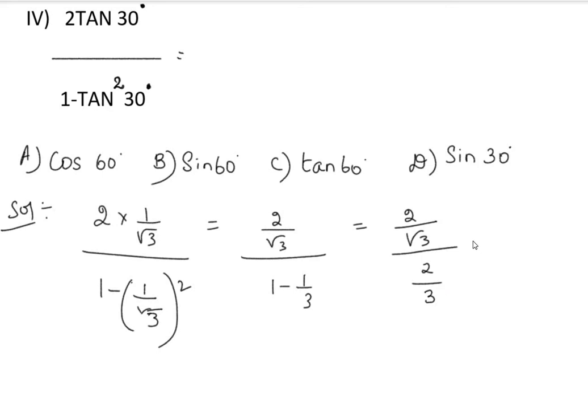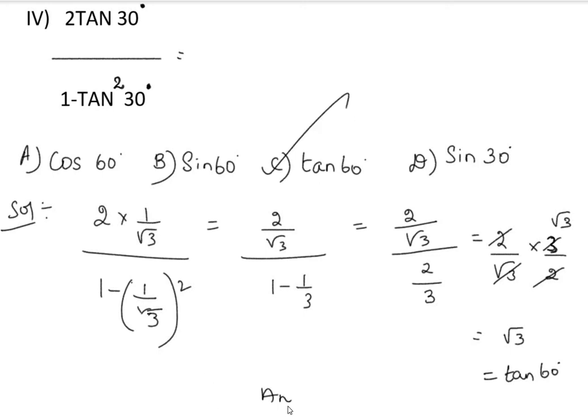Now I can write 2 by root 3. The reciprocal of 2 by 3 is 3 by 2. 2 getting cancelled. I told already, I can write this 3 as root 3 into root 3. So one root 3 is cancelled, so one more root 3 will be there when I cancel this root 3 and root 3. Okay, so I have root 3. Root 3 I can write as tan 60 degree. The value of tan 60 is root 3. So the option is C. My answer is tan 60 degree.